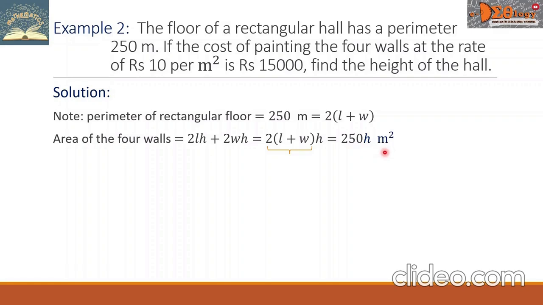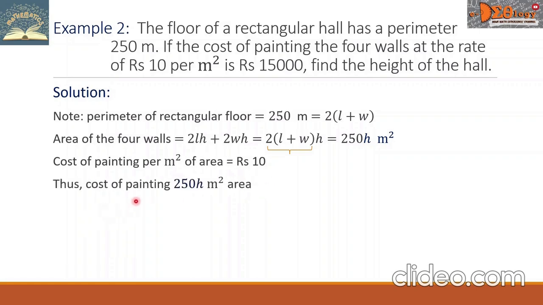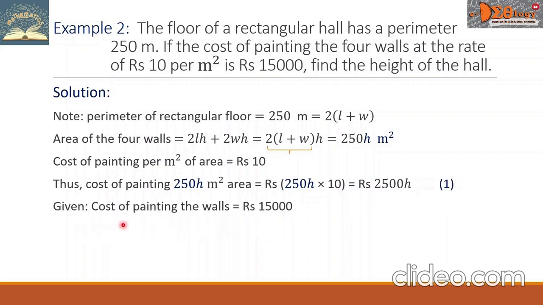square meters. Now, the cost of painting per square meter of area is 10 rupees. So, the cost of painting the 250 H square meters area will be 250 H times 10. We will get the rupees, and that is 2,500 H rupees. This is equation 1. Now, given in the problem, the total cost of painting the walls is 15,000 rupees. And this is our equation 2.